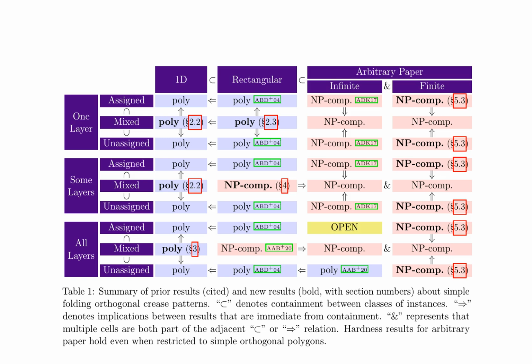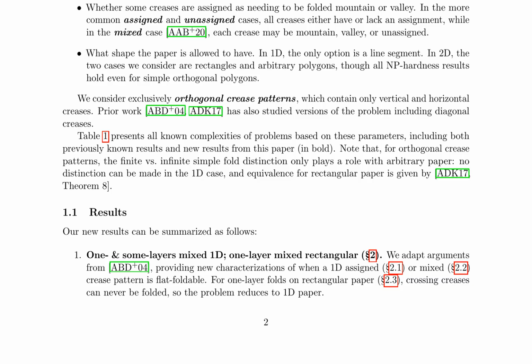For one-layer folds on rectangular paper, crossing creases cannot be folded, reducing the problem to 1D paper. The study also explores the distinction between finite and infinite simple folds, noting that this distinction only plays a role with arbitrary paper. No distinction can be made in the 1D case, and equivalence for rectangular paper is given by [ADK17, Theorem 8].